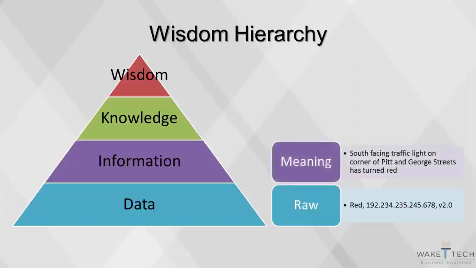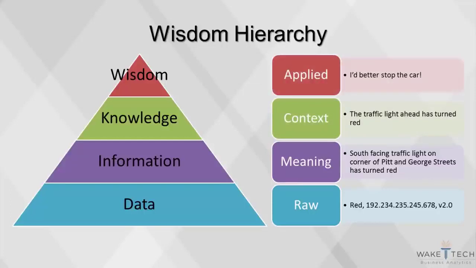Information provides meaning from data, often combining multiple data points to produce a tangible idea. Knowledge provides context from the information, making it directly applicable to a situation. Wisdom applies the knowledge to make a decision. The original data has become useful, enabling an action to be taken.